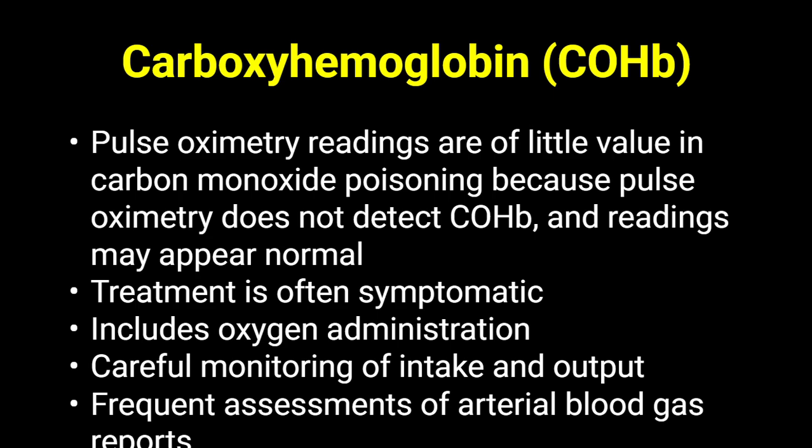Treatment is often symptomatic and includes oxygen administration. High-flow oxygen helps displace CO from hemoglobin. Careful monitoring of intake and output is essential, and frequent assessments of arterial blood gas reports are needed. ABGs will show the true oxygenation status. Remember, normal SpO2 does not rule out carbon monoxide poisoning.